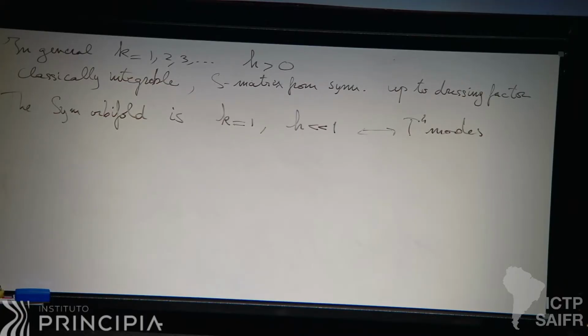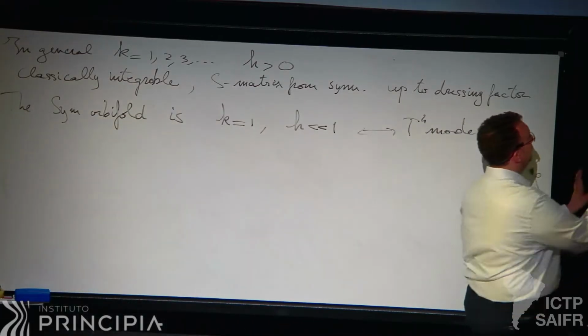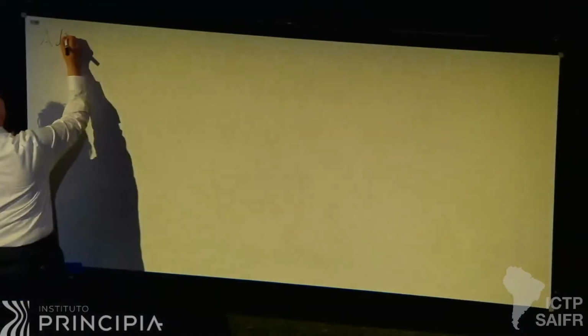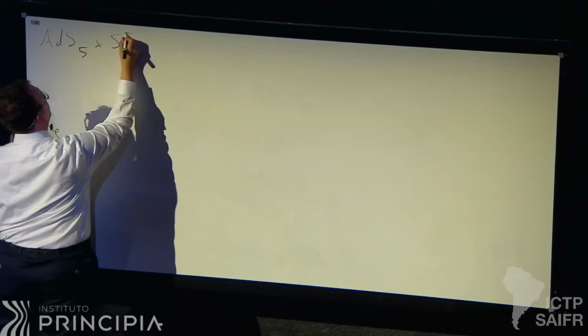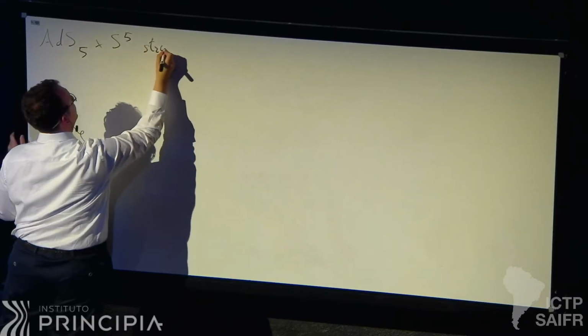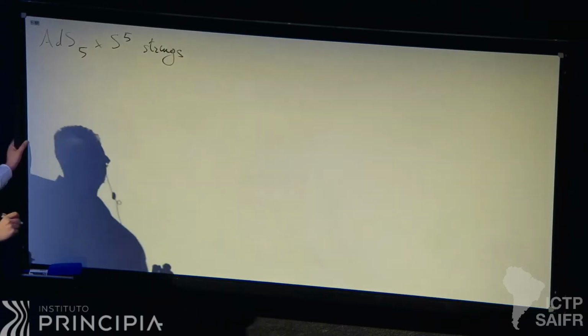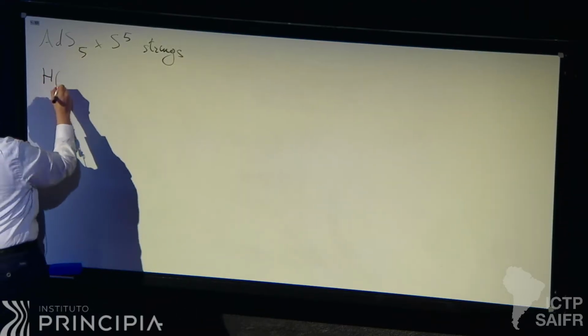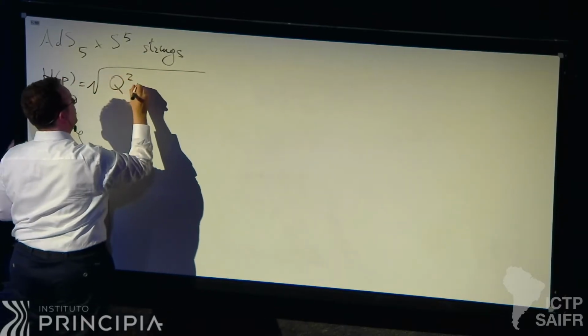So, if there are no questions, let me remind you of the well familiar, for somebody, AdS3 cross S5 story. Let me change board, why not? AdS3 cross S5 strings. So you take these strings, you quantize the model in light cone gauge, you go to the worksheet, and you have a dispersion relation, which looks like this.